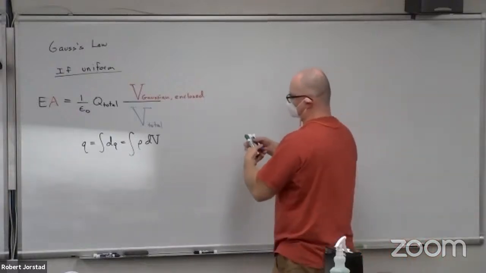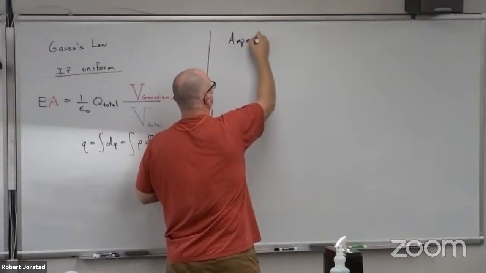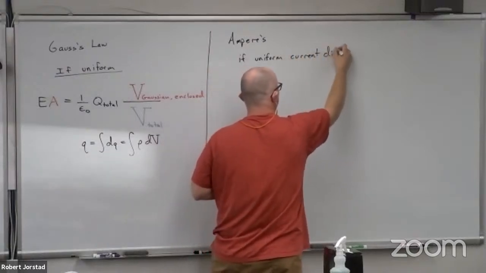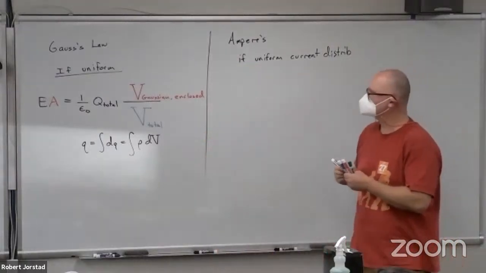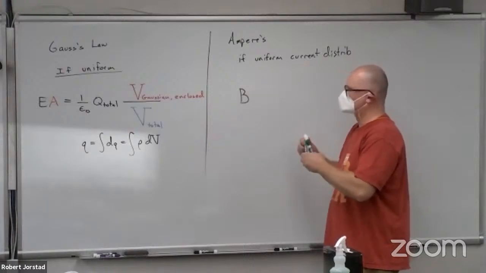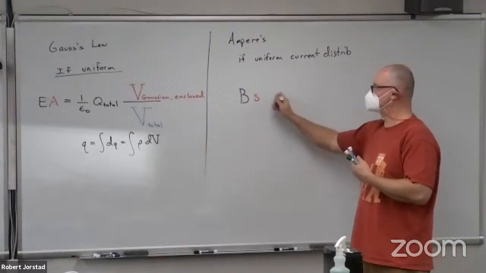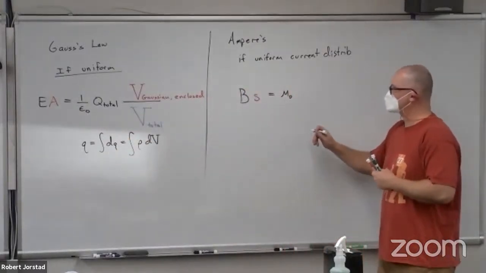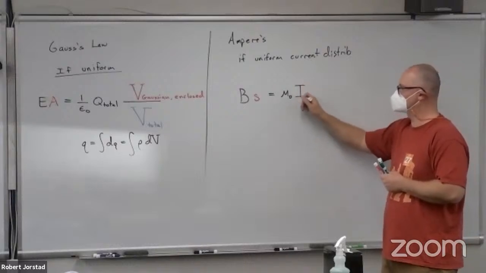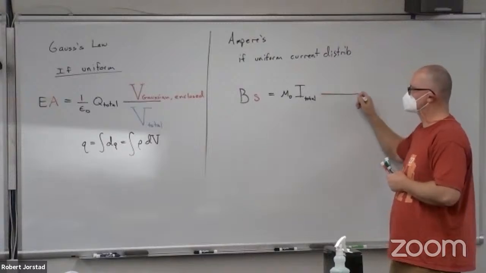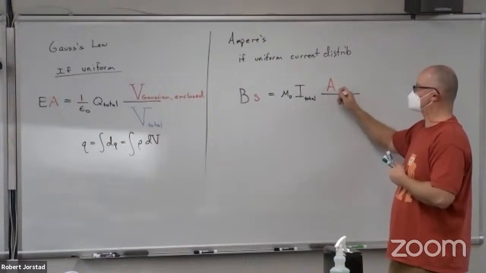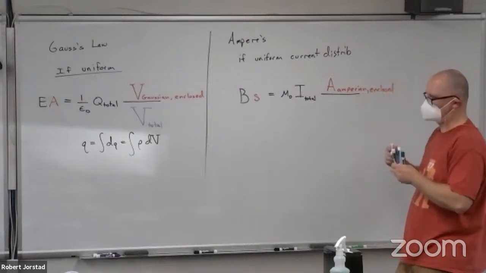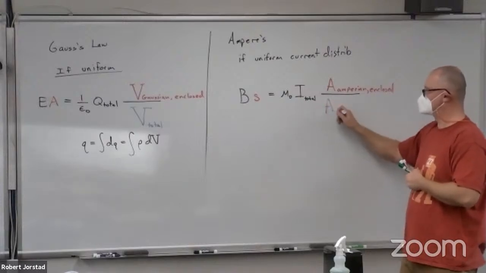What do you think the Amperian equivalent is? So let's get that up here. If your current is uniformly distributed, we're going to get B s is equal to mu naught, some constant. Notice the mu naught's on top, the epsilon naught's down low. Tell me what to write. I total, parentheses, A Ampere over A total. Now we use areas, right? A Ampere, however you want to write it, over area total.